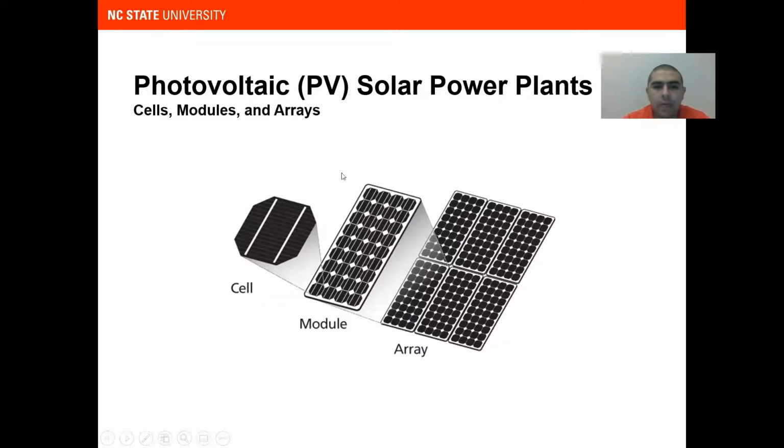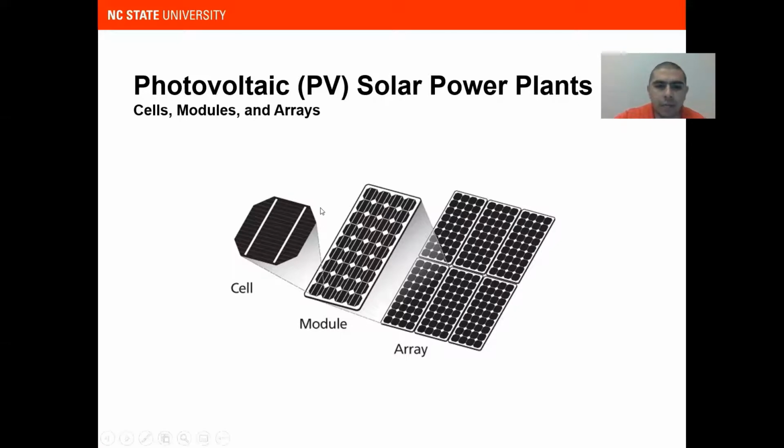And we also have PV modules. What is a PV module? A PV module is a number of individual PV cells interconnected together in a sealed, waterproof-like package.